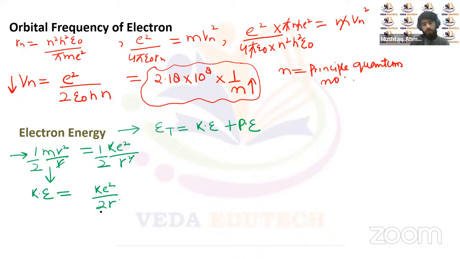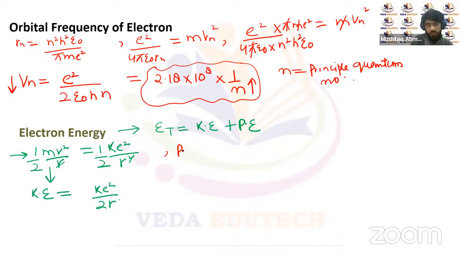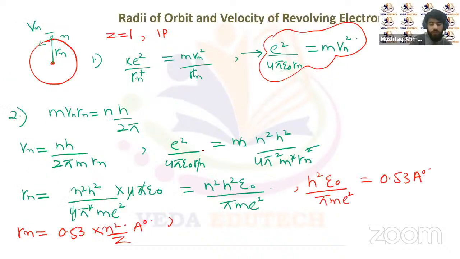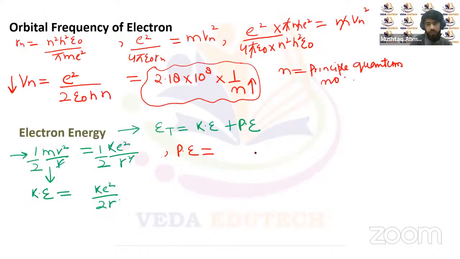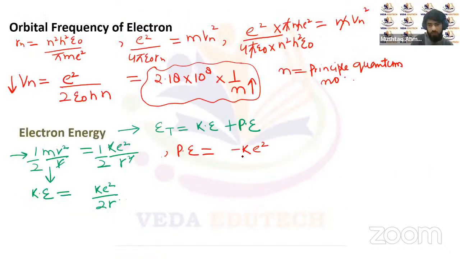And we know the potential energy possessed by this electron. It will be the electrostatic potential energy, so the potential energy will be equal to k q1 q2 upon r. The charge of the electron is a negative charge, so it will be minus k e square, taking the positive charge of the proton of this atom, with magnitude equal to e only. So it will be minus ke square upon r.